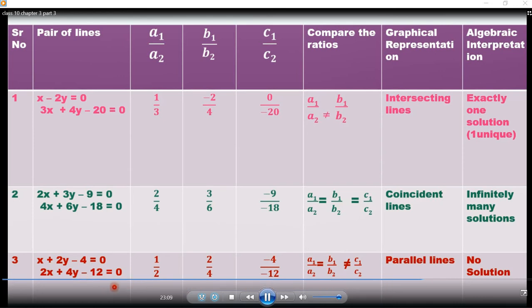For this condition I took the example of rails in a railway station. For coincident lines I took the example of pencils and erasers, and for the unique solution, intersecting lines, I took the example of a Ferris wheel in a fair.